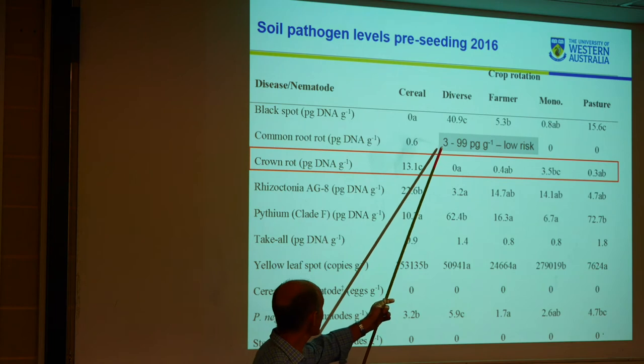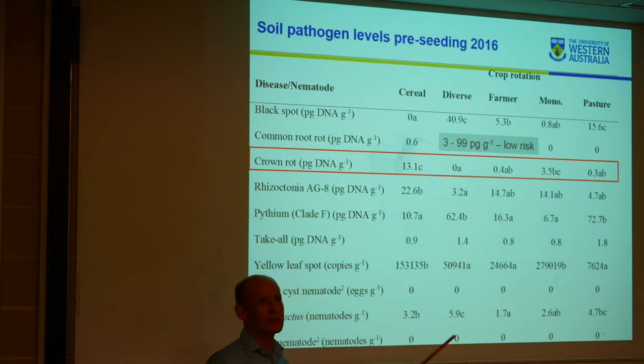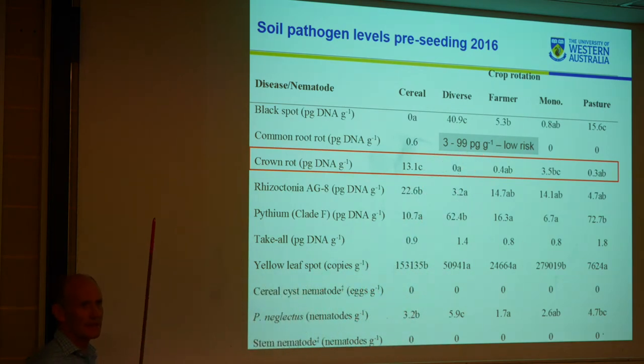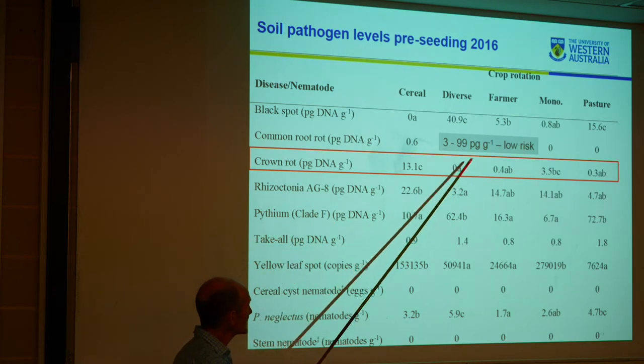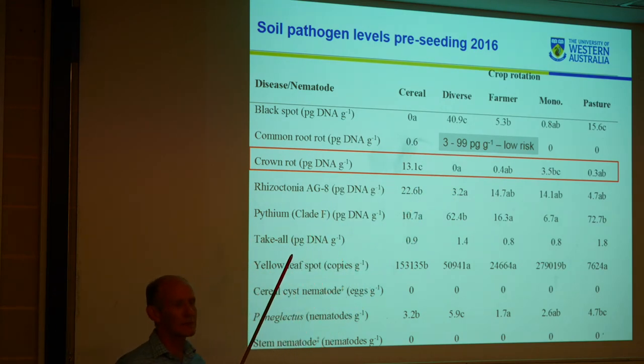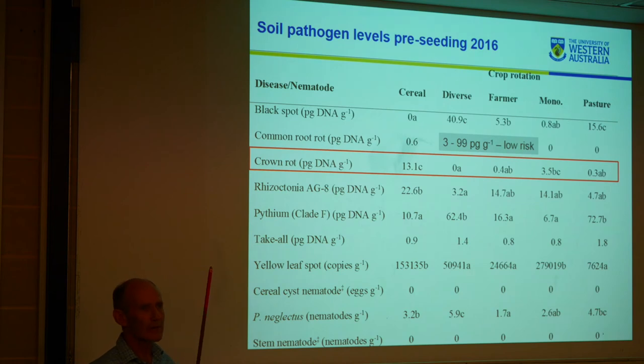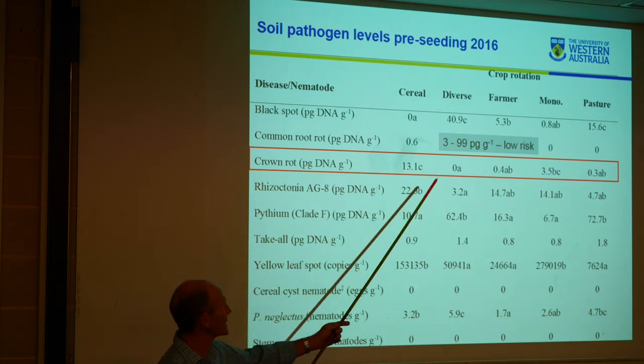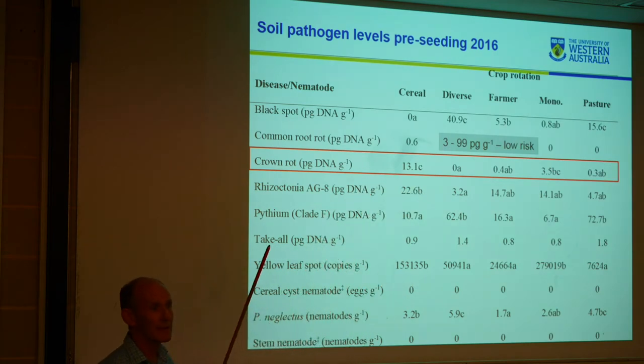I've put up here the risk level that's at a low risk. So anything below 3, it's hard to detect, but 3 to 99 picograms per gram of DNA is considered a low level, and much higher than that, then the risk goes higher. So we're still at pretty low levels of crown rot. That's measured pre-seeding.